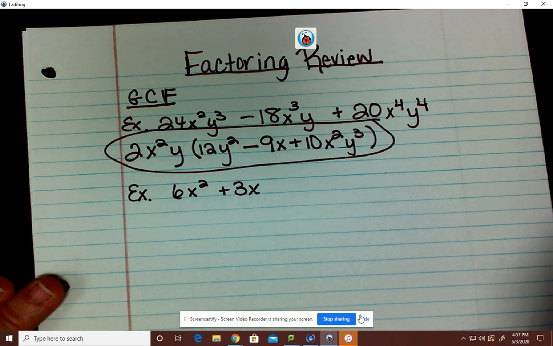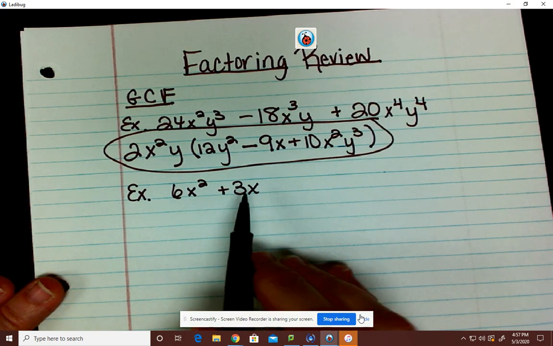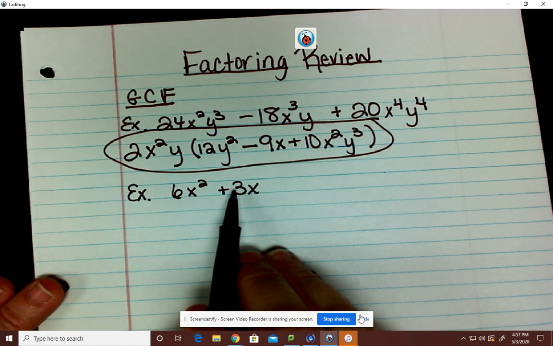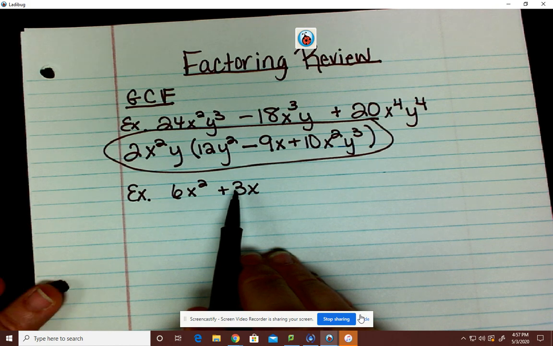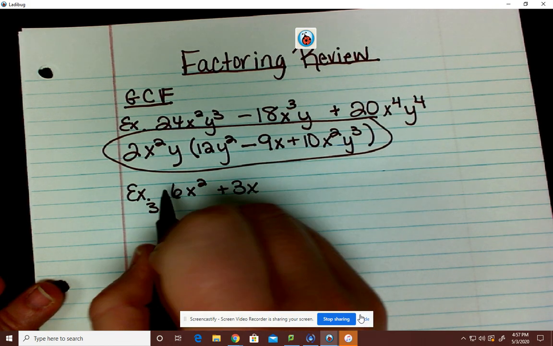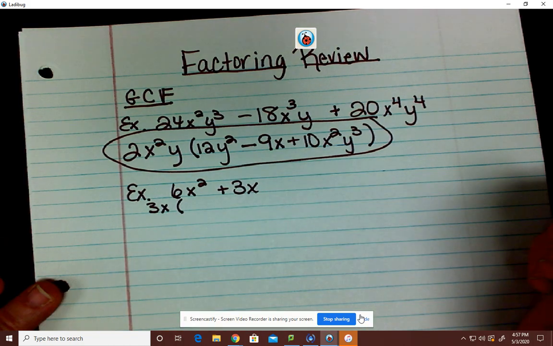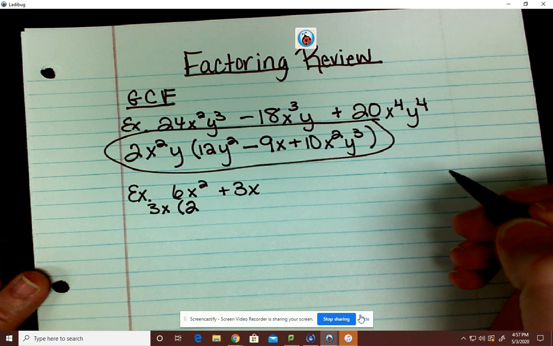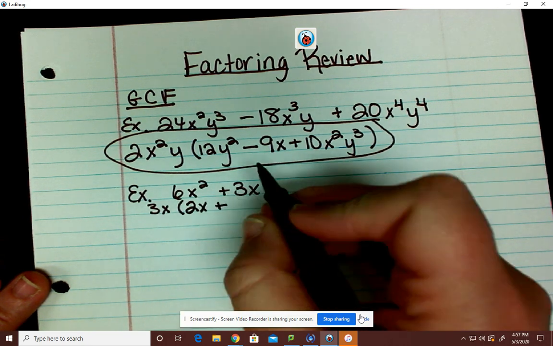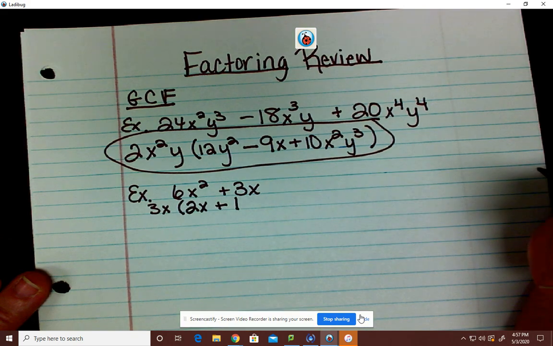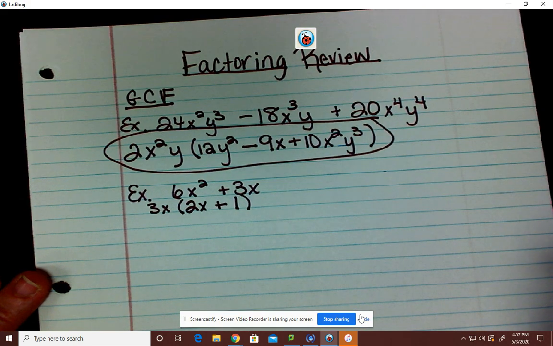All right, here, so we have 6x squared plus 3x. And so the greatest common factor, hopefully you'll be able to figure that one out without the calculator, but if not, you can use it, would be 3. And then the smallest x would be x. So then we divide. 6 divided by 3 is 2. We had 2 x's, we took 1 out, so we have 1 left. 3 divided by 3 is 1. We had 1 x, we took it out, so we have nothing left there, and that would be our answer.